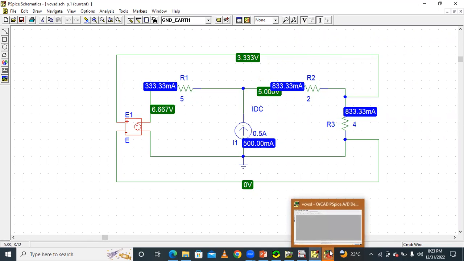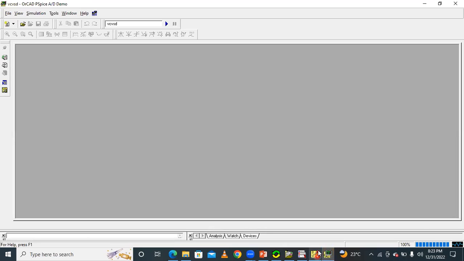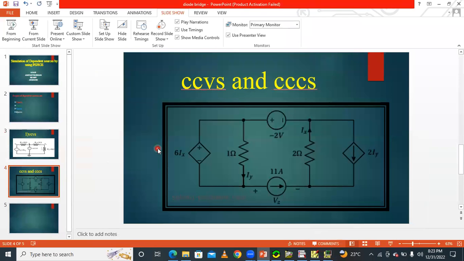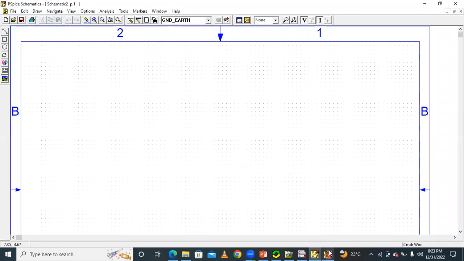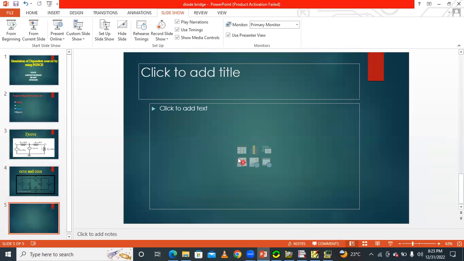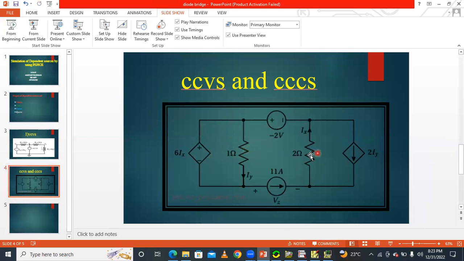And the next circuit is the current controlled voltage source and current controlled current source. So for the next circuit, go to File, New. First we have to take two resistors, connect like this, and this is called a voltage source, voltage dependent current source. This is the dependent current. First we have to take this element.